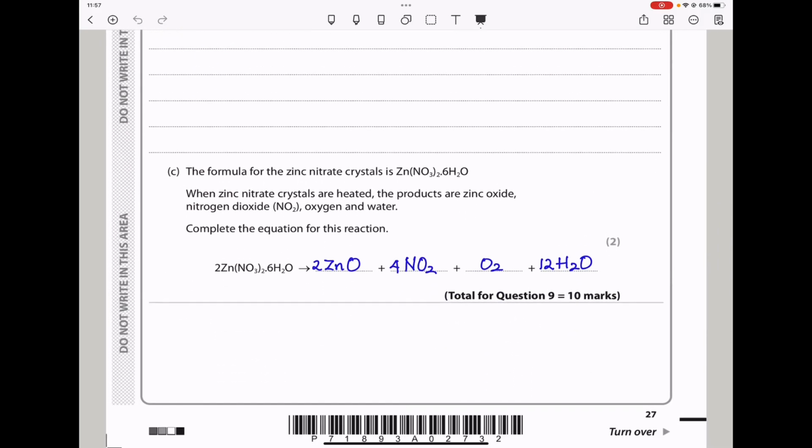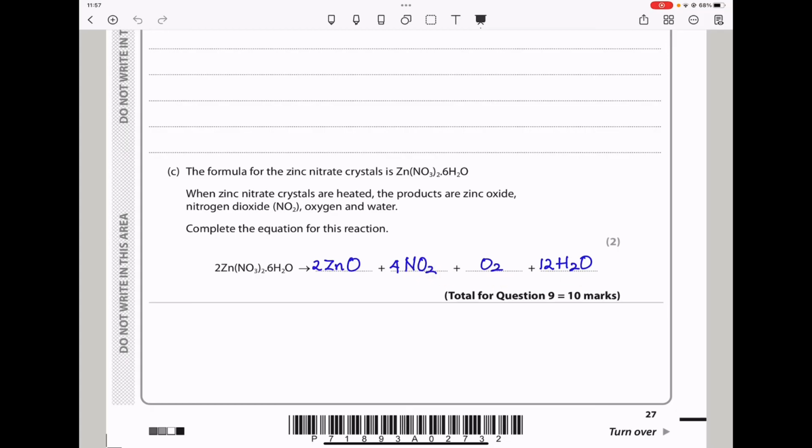Down here they say the formula of zinc nitrate crystals is that this is hydrated. They say when zinc nitrate crystals are heated, the products are zinc oxide, nitrogen dioxide, oxygen, and water. Complete the equation for the reaction. So we form zinc oxide, nitrogen dioxide, oxygen, and water.